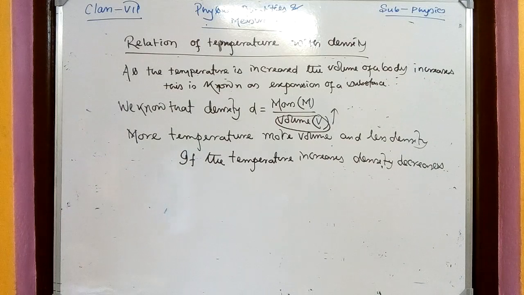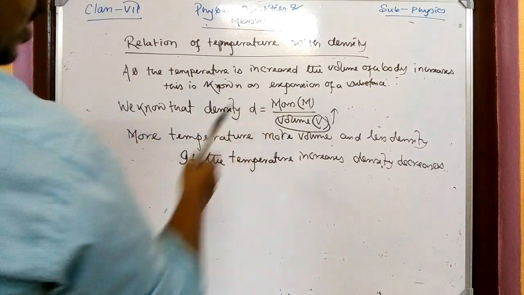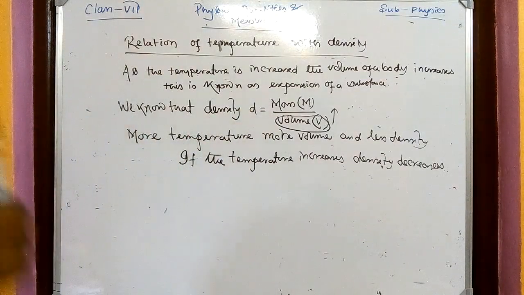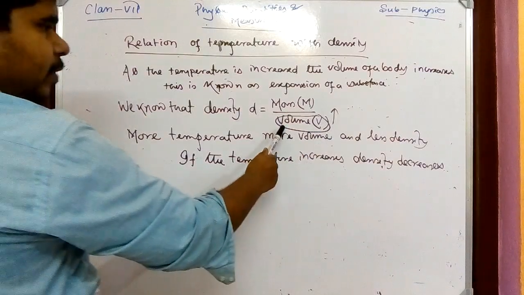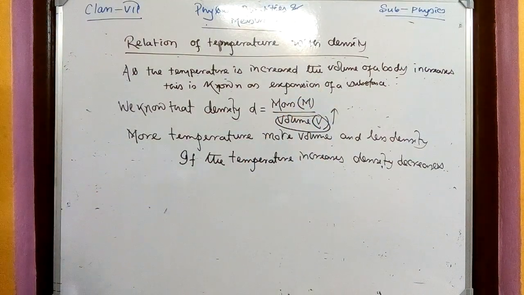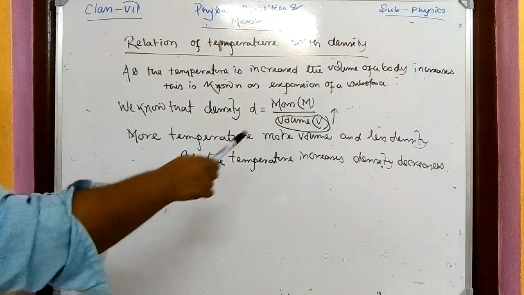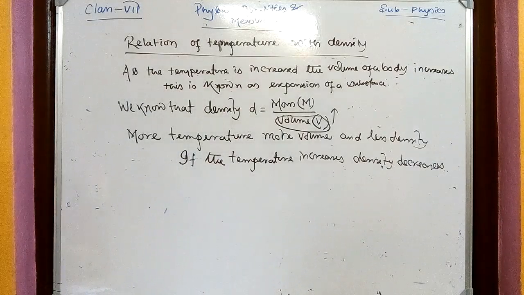So I have already written: temperature increases, volume of the body increases, and that is known as expansion of substance. As the body expands, mass cannot change. Mass is a quantity which should always be constant. So volume expands, that means the denominator increases, so density decreases. So we can say as the temperature increases, density of the substance decreases.